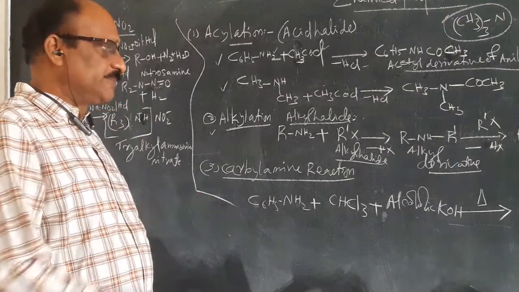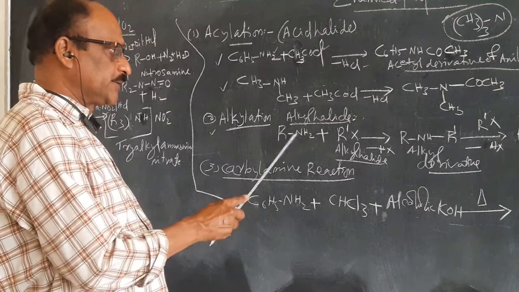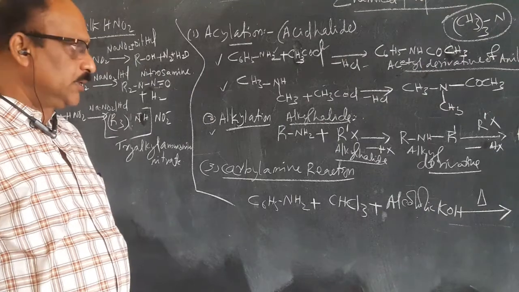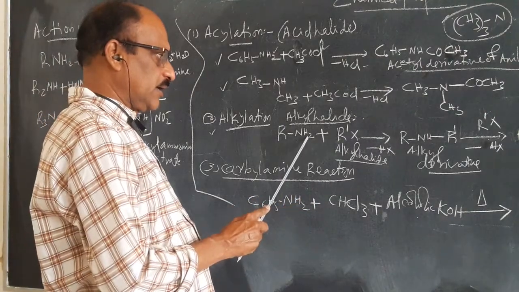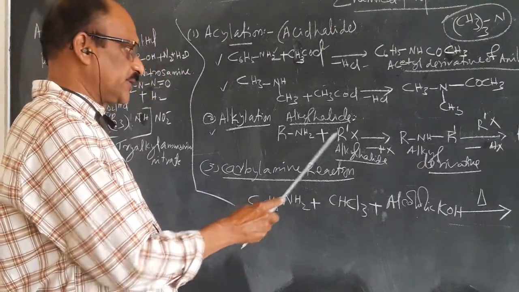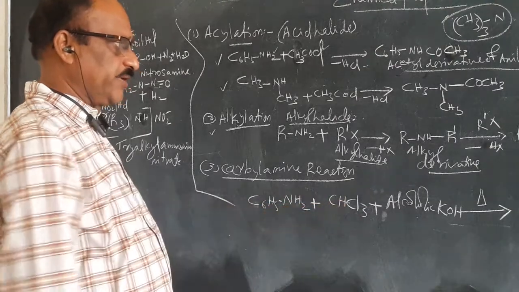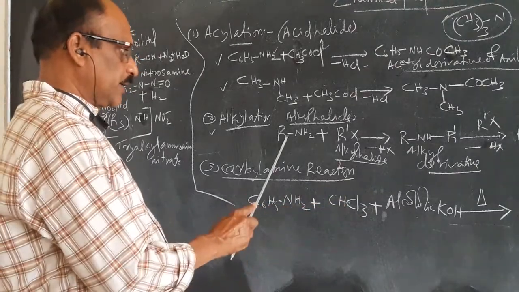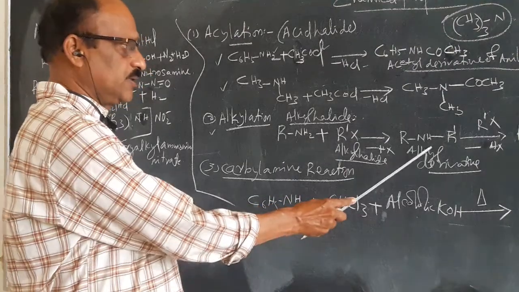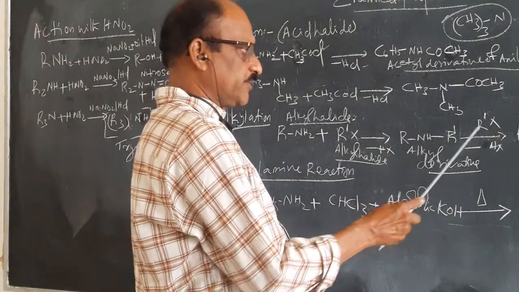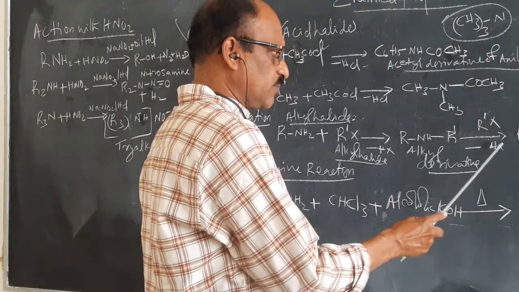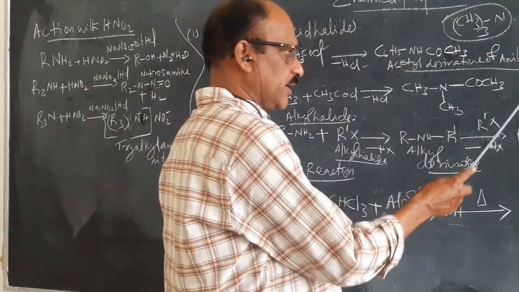In the case of alkylation, alkyl halide is reacting with primary amine. In the first step, one molecule of alkyl hydrogen halide, HX, is eliminated, and you are getting an alkyl derivative. RNH2 plus R dash X, HX is eliminated, you are getting RNHR dash. This is a secondary amine. The reaction continues, and again one molecule of HX is eliminated, and you are getting a tertiary amine.